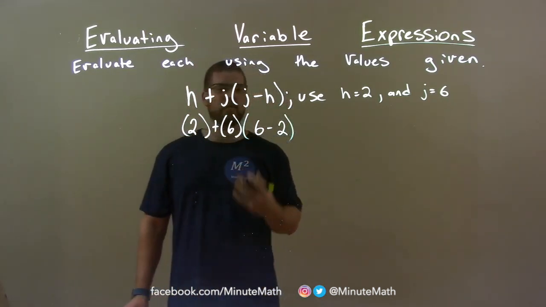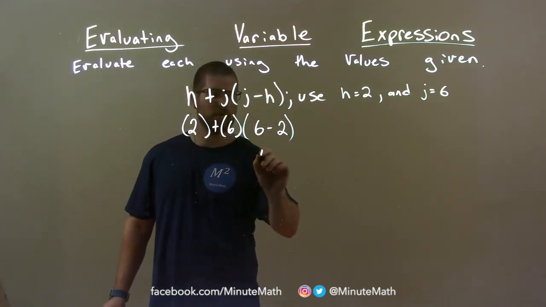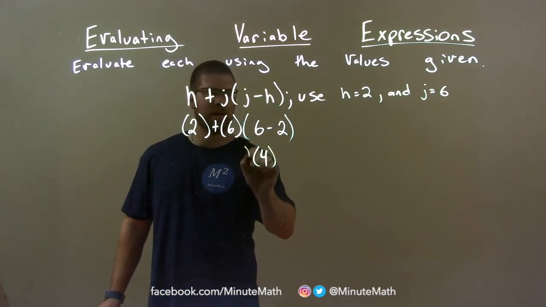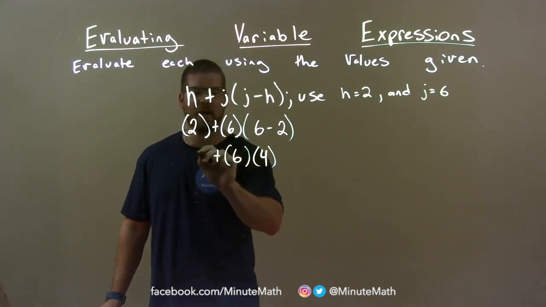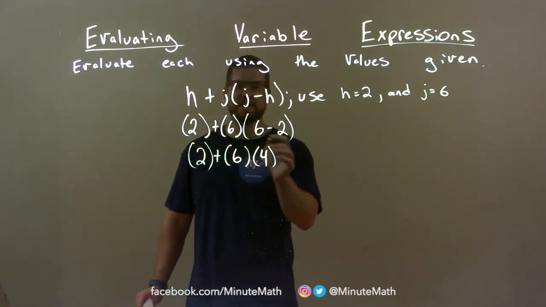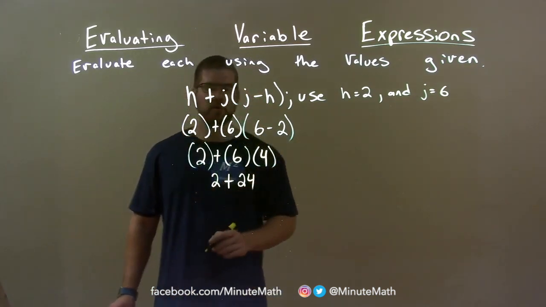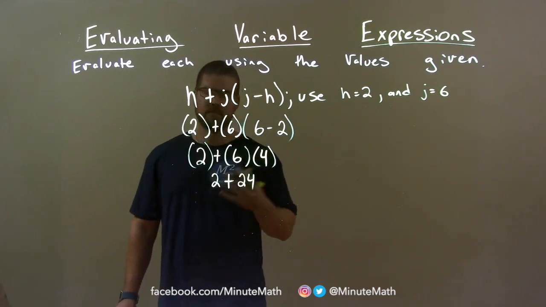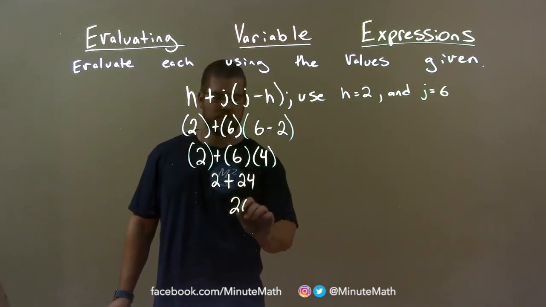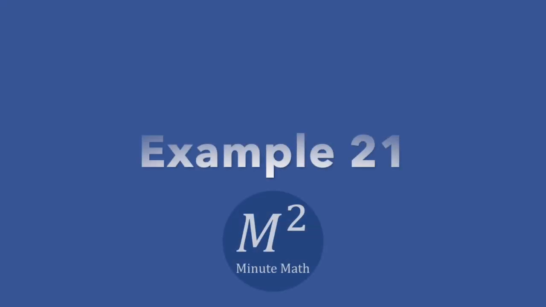So, time to simplify. Well, parentheses first. 6 minus 2, 4. Got that in there. Bring down everything else. Okay? Multiplication is going on here. 6 times 4 is 24. Bring down the 2. 2 plus 24, right, is 26. So our final answer here is just 26.